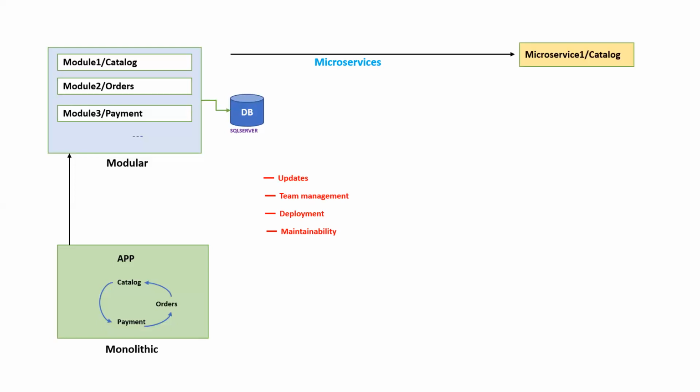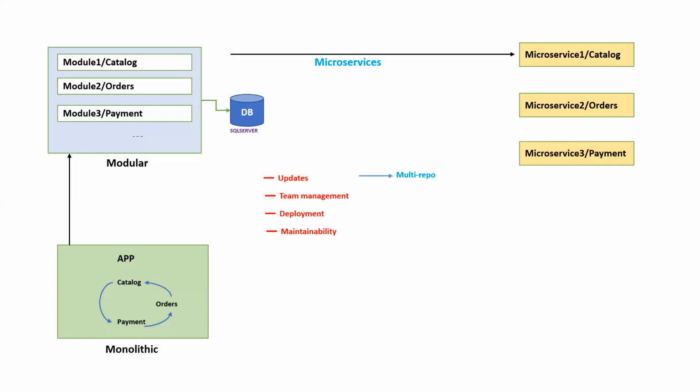Here microservice one is catalog, microservice two is orders, microservice three is payment. Okay, so separately it is built on different layers. Here in the microservice, we extract each module into a separate microservice. So let's say that now we will have a catalog microservice, an orders microservice, and a payments microservice.